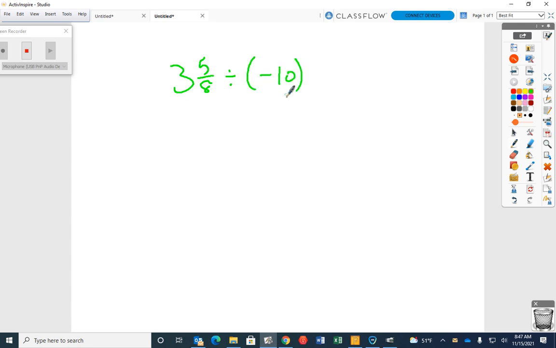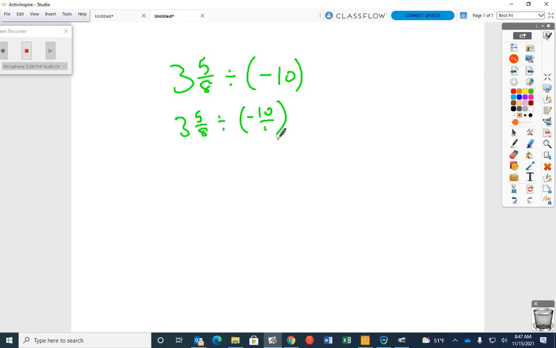Got a couple things I've got to deal with here, right? I have an integer. Before I even copy dot flip, before I even determine the sign, let's take care of this. Can I divide an integer by a fraction? What does an integer have to be? 10/1. Make it into a what? Fraction, right? 10/1. So this is 3 5/8 divided by -10/1. Now I'm in better shape, right?